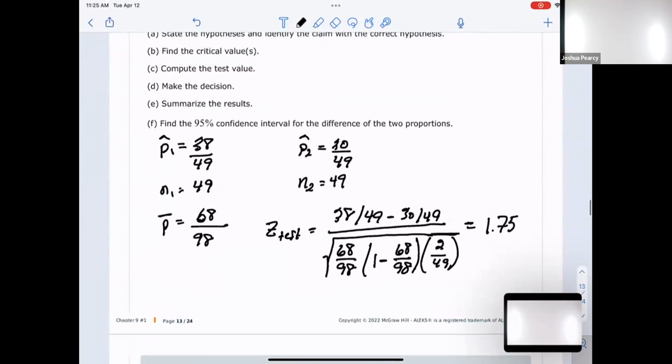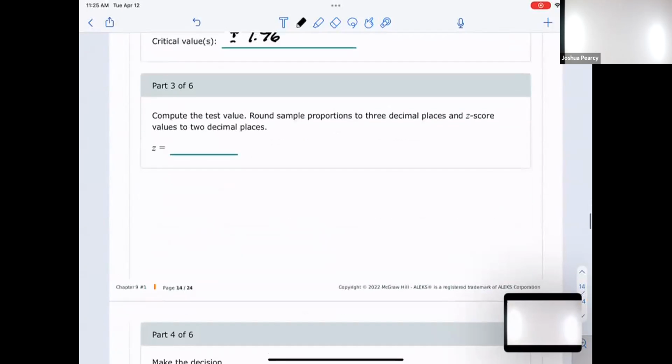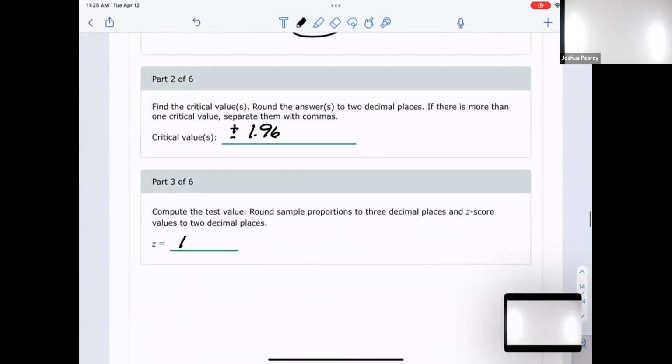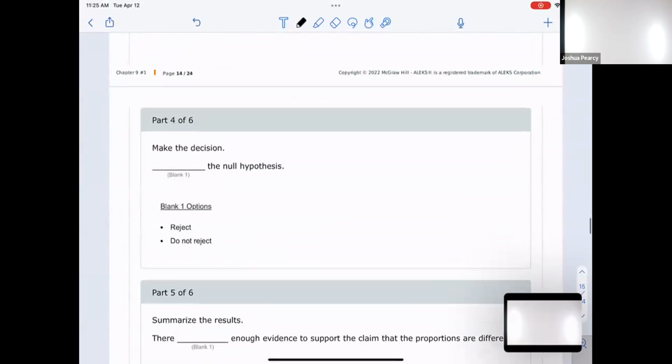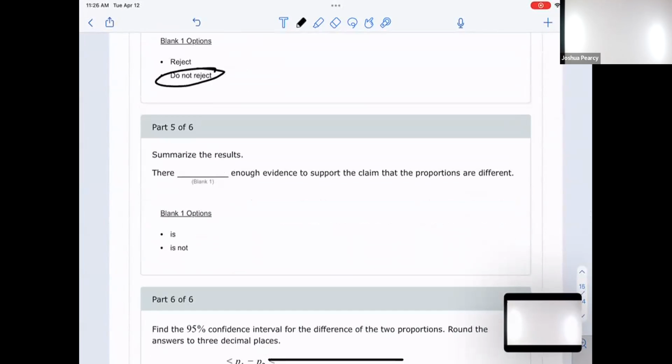So that's part C. Then make a decision. So it was 1.75. It falls within the positive and negative critical values, so therefore do not reject. So there is or is not enough evidence to support the claim that proportions are different? It's not, because you failed to reject.